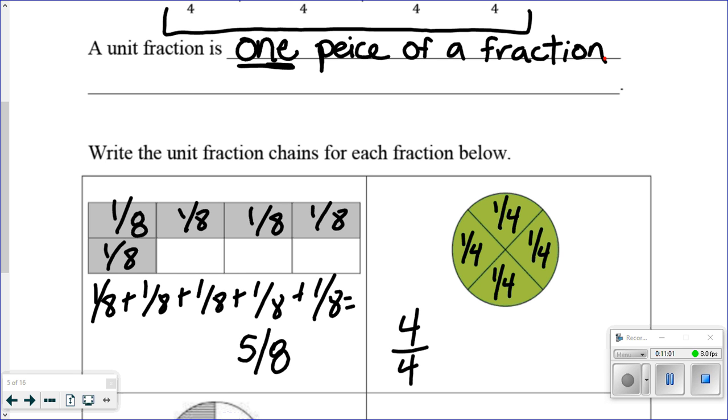4/4. Hey, that's another way of saying 1. Does 4/4 look different from the number 1? Yeah, it looks a lot different. Does it smell a lot different? Does it taste a lot different? Is it worth the same? Yes. Value is the same. They just look a little different. 4/4 is exactly the same amount as 1.